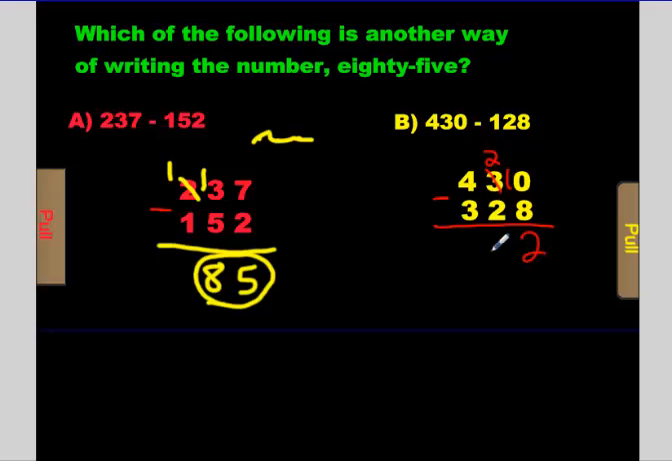And now we can go to the rods. We have 2 take away 2. That's just nothing, 0. And 4 flats take away 3 flats is going to be 1 flat left over. 102. And that's not the right answer because it says which one is 85.